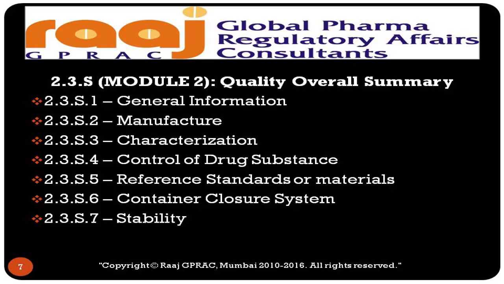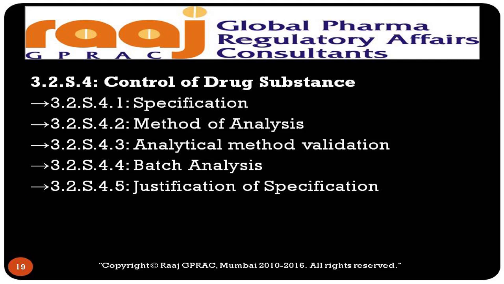So till now we have discussed the S1, S2 and S3 parts. Now we will discuss S4, that is control of drug substance. Under this section, you have to attach a specification, method of analysis, analytical method validation as per ICH Q2, batch analysis and justification of specification. We will discuss each one of them and what are the special checks to be considered under this section.